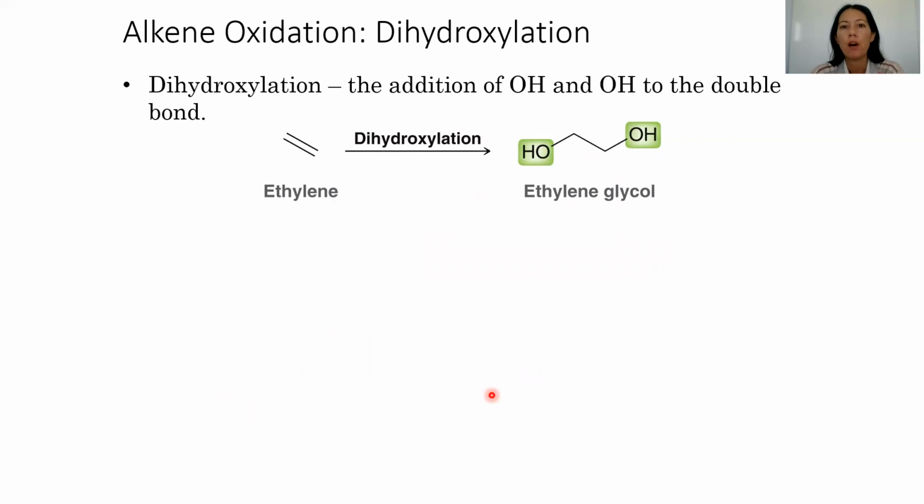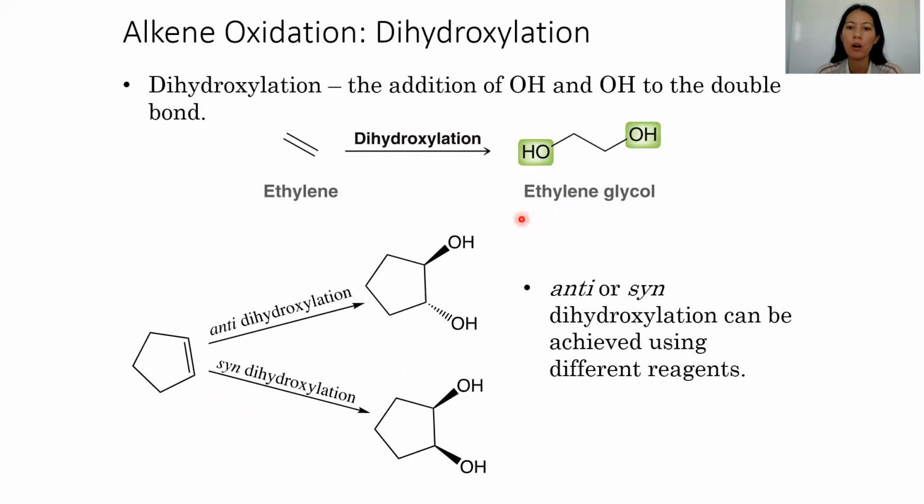Our next category is oxidation. So you're going to be adding OH across the double bond, but two of them. So we call that a dihydroxylation. So you could take this ethylene, get ethylene glycol, which is a diol, D-I-O-L, diol for two alcohols.